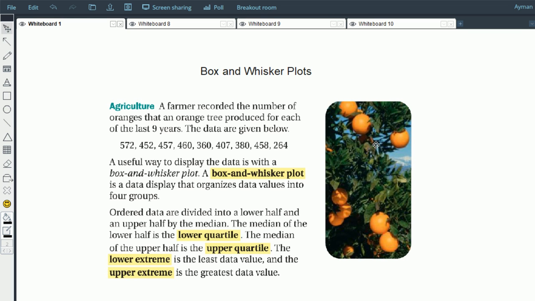Peace be upon you. Today we will be talking about a new lesson, which is box and whisker plots. I'm waiting for you guys.